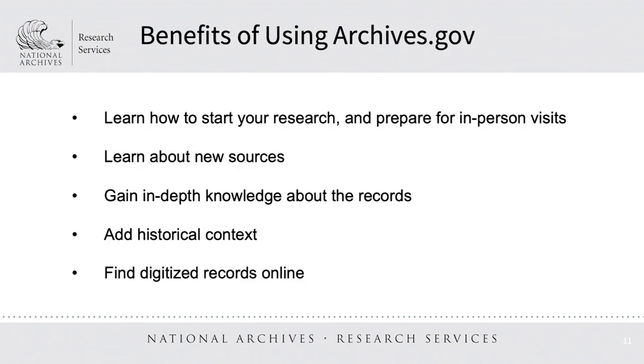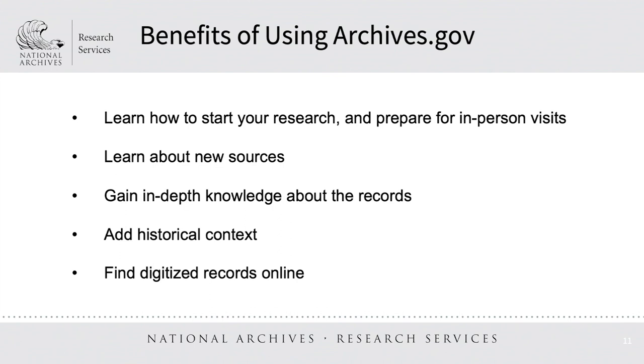So archives.gov has some great resources and information for genealogy. For example, you can learn how to start your research at NARA. And if you're planning a visit, learn what you can do to prepare ahead of time to make better use of your time while you're here. You can learn about federal records that exist that you may not have known about and get new ideas on records to search in. You can gain in-depth knowledge about the records you're already using, learn why they were created and who the records pertain to. You can also gain historical context to better understand your ancestors' lives and the events that they lived through. And you may be able to actually find digitized copies of records related to your ancestors on the website.